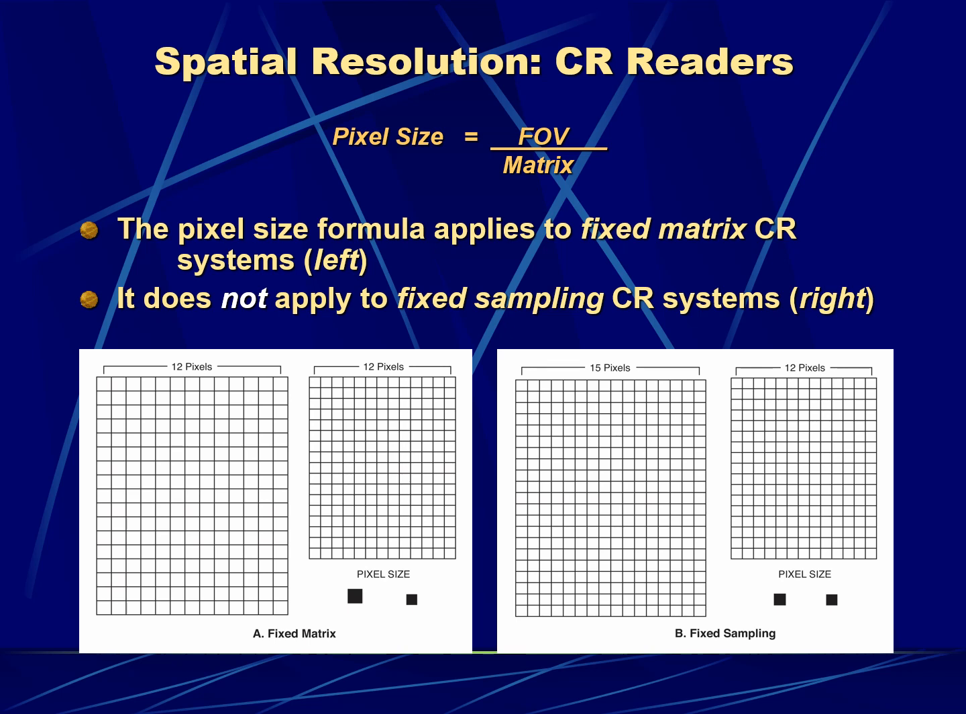The pixel size formula does apply to a fixed matrix system. So the first iteration, the pixel size is the ratio of field of view to matrix size. But in a fixed sampling system, the pixel size is set and the matrix actually grows to accommodate an increasing field of view. It's not correct to say that the ratio doesn't apply anymore. It's more correct to say the pixel size is fixed. So the left side of the equation is constant, and therefore if field of view increases, matrix size has to increase so that the ratio is maintained.